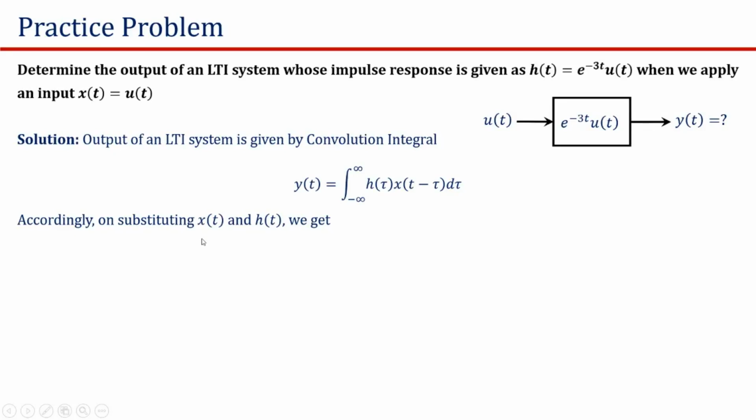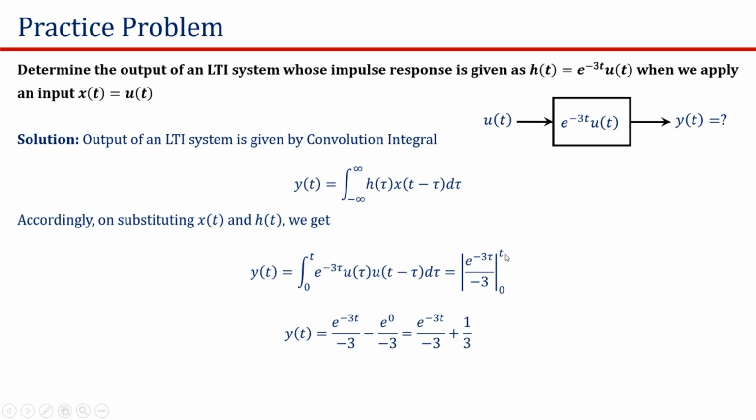Now let us consider x(t) and h(t) in this relation and modify the limits accordingly. We will get y(t) is equal to integral from 0 to t e raised to power minus 3 tau u(tau) into u of t minus tau d tau. On integration, we will get e raised to power minus 3 tau upon minus 3 with the limits from 0 to t. Putting the values of the limits and simplification, we will get output y(t) is equal to 1 upon 3 into 1 minus e raised to power minus 3t.